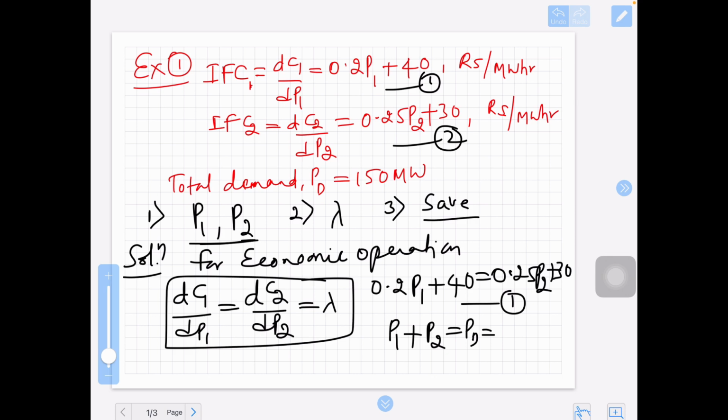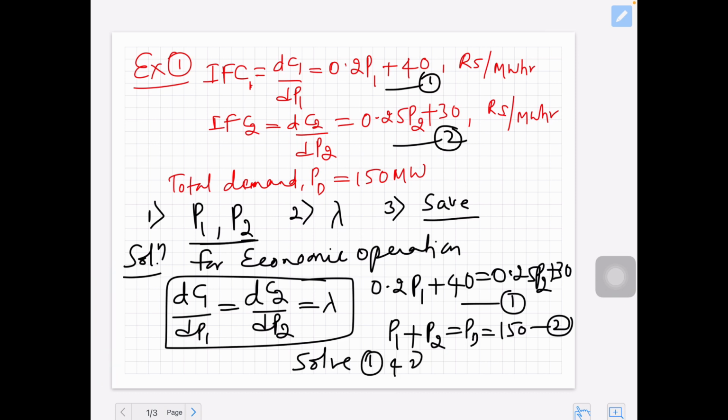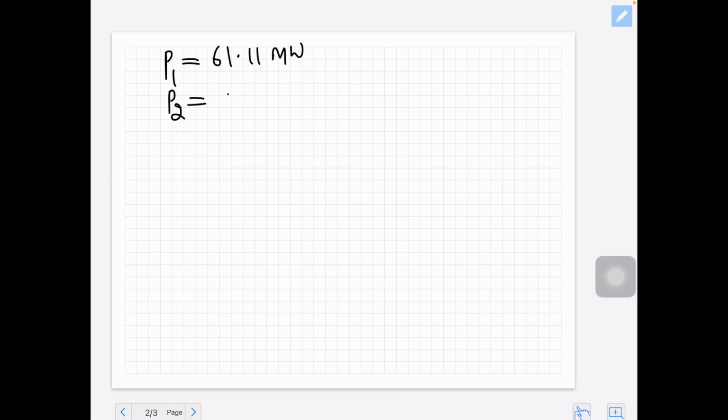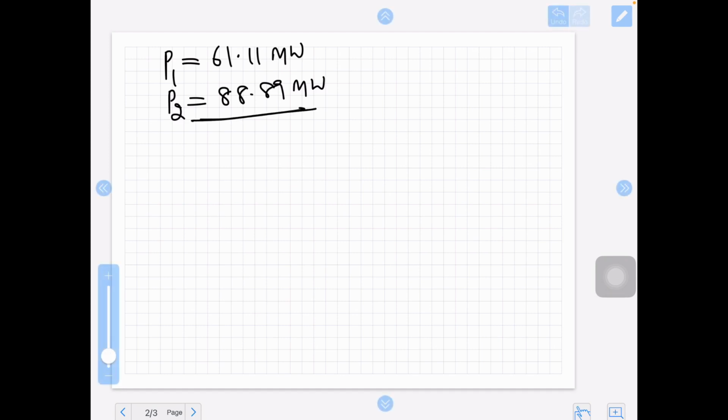The sum of the generation should be equal to the demand. The demand is 150 megawatts. So this is equation 2. Here we have to solve 1 and 2 for P1 and P2. By solving those two equations, we will get P1 is equal to 61.11 megawatts, and the second generation is 88.89 megawatts. When you add these, you will get 150 megawatts.